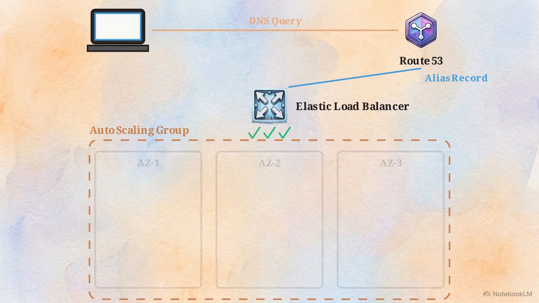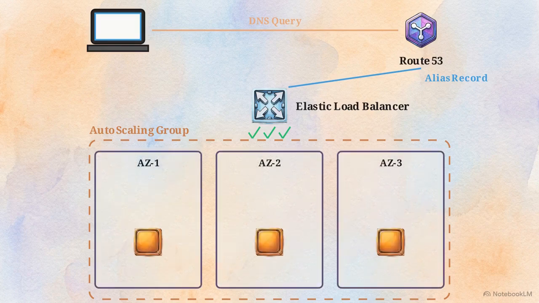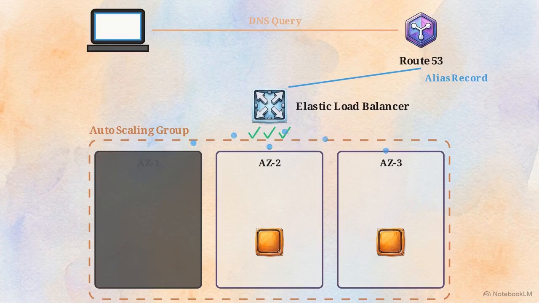In this configuration, the group spans 3 distinct availability zones: AZ1, AZ2, and AZ3. This provides hardware fault tolerance. If AZ1 suffers a total physical failure, such as a localized power outage, the application remains available. The load balancer automatically reroutes traffic to the surviving zones, and the auto-scaling group provisions new instances in AZ2 and AZ3 to replace the lost capacity.